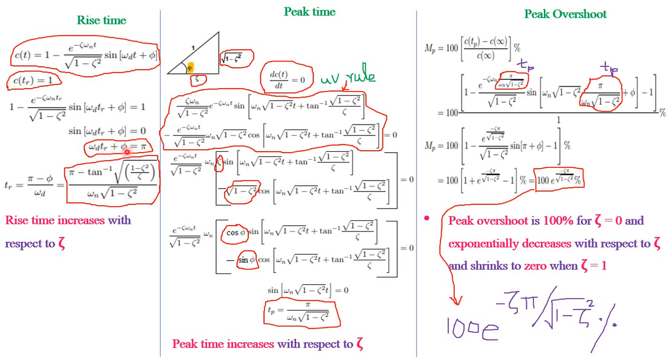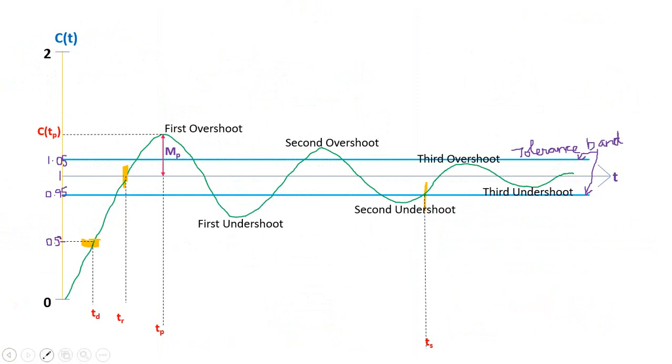Therefore, t r is pi minus phi by omega d. So pi minus phi, where phi is tan inverse of root of 1 minus zeta square by zeta. Omega d, the damped natural frequency of oscillation, is omega n root of 1 minus zeta square. So if we increase the damping ratio, the rise time increases. That is what we have shown in the underdamped system response, for damping ratio equal to 0.2.